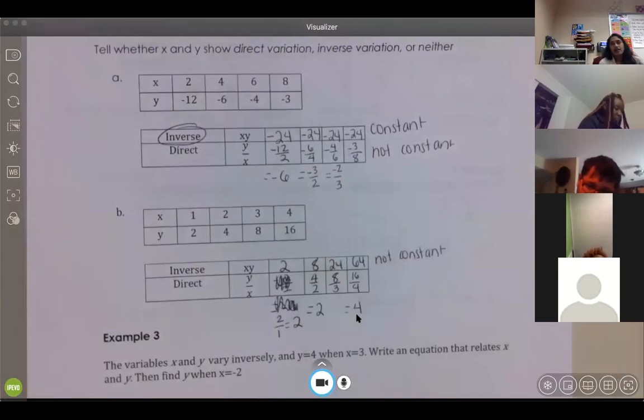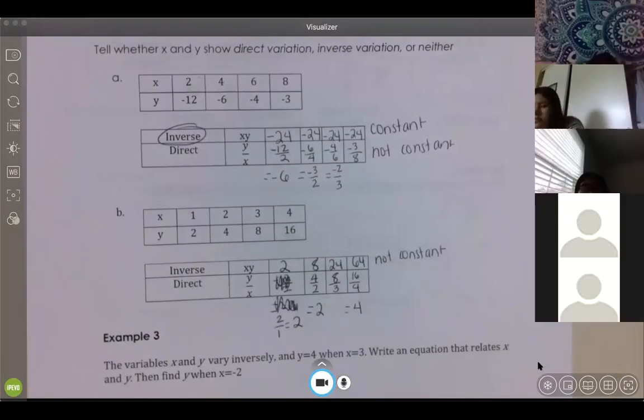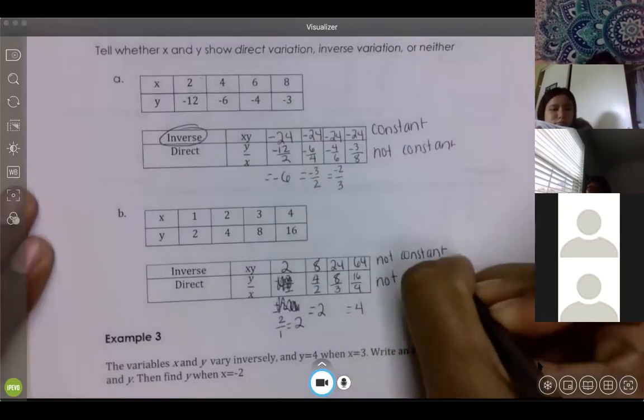All right, I'm going to go ahead and call on someone for this question. When we did y divided by x, is it constant or is it not constant? What do you think? Sandra. It's not constant. Not constant. So follow-up question, Sandra, is it going to be direct variation?